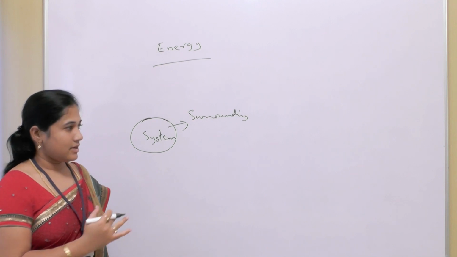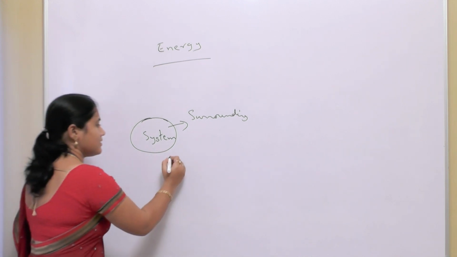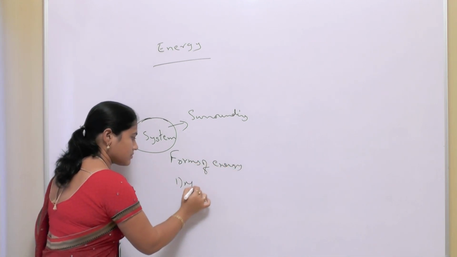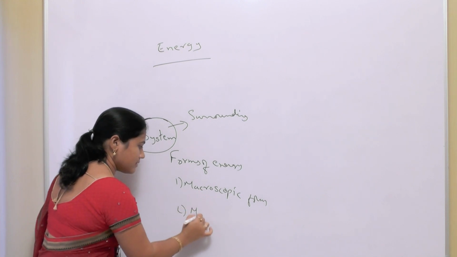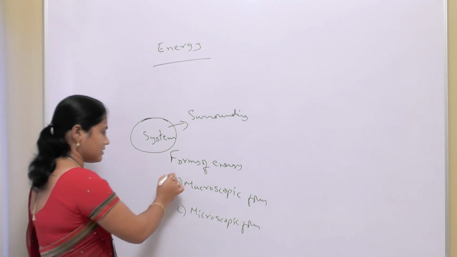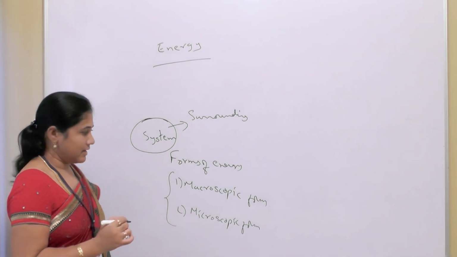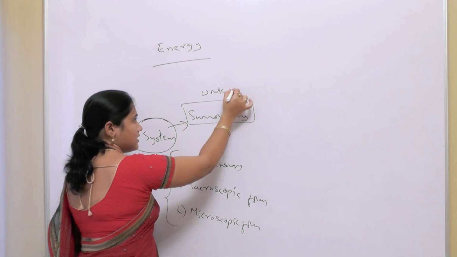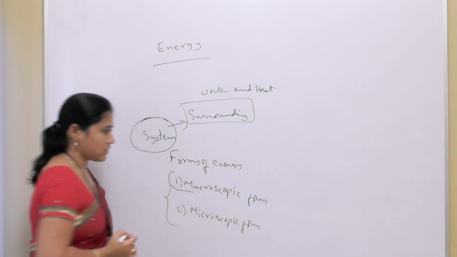But mainly here we'll discuss only two forms of energy, that is the macroscopic form and the microscopic form of energy. These two, macroscopic and microscopic, constitute the energy of the system, whereas the energy of the surroundings is represented with work and heat.